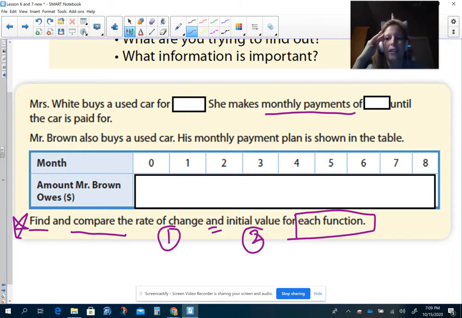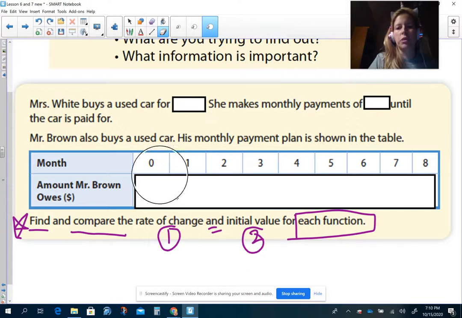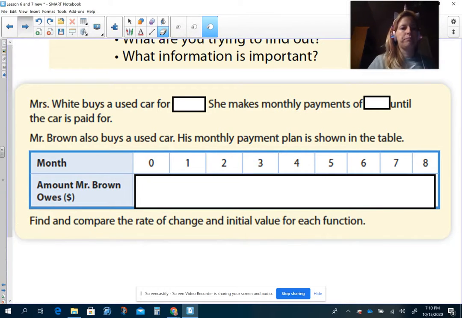So I want you to think about this. Mr. Brown and Miss White are paying for a car and we're paying monthly payments till the car pays off. What is my money going to look like? Is my money going to go up or is my money going to go down? Yeah, it's going to go down because I'm paying off and I'm going from a big amount paying off to something small. Okay, so let's see what our numbers are so we could start making sense of this, okay?